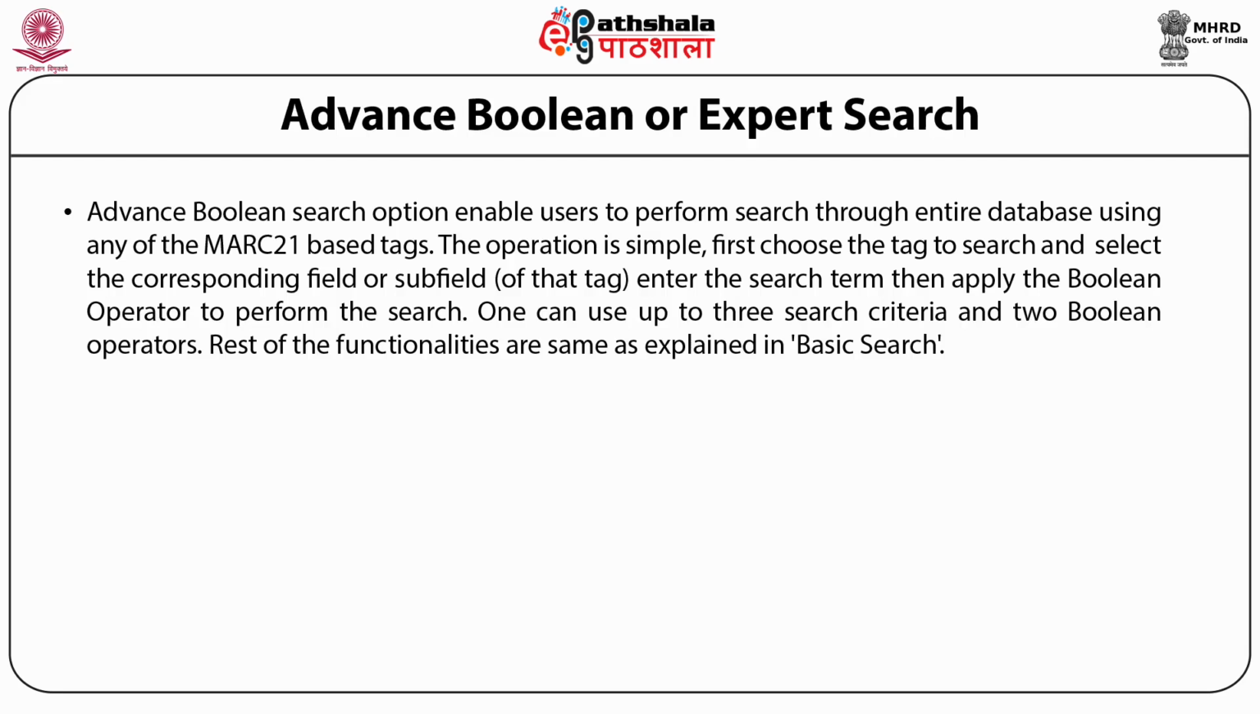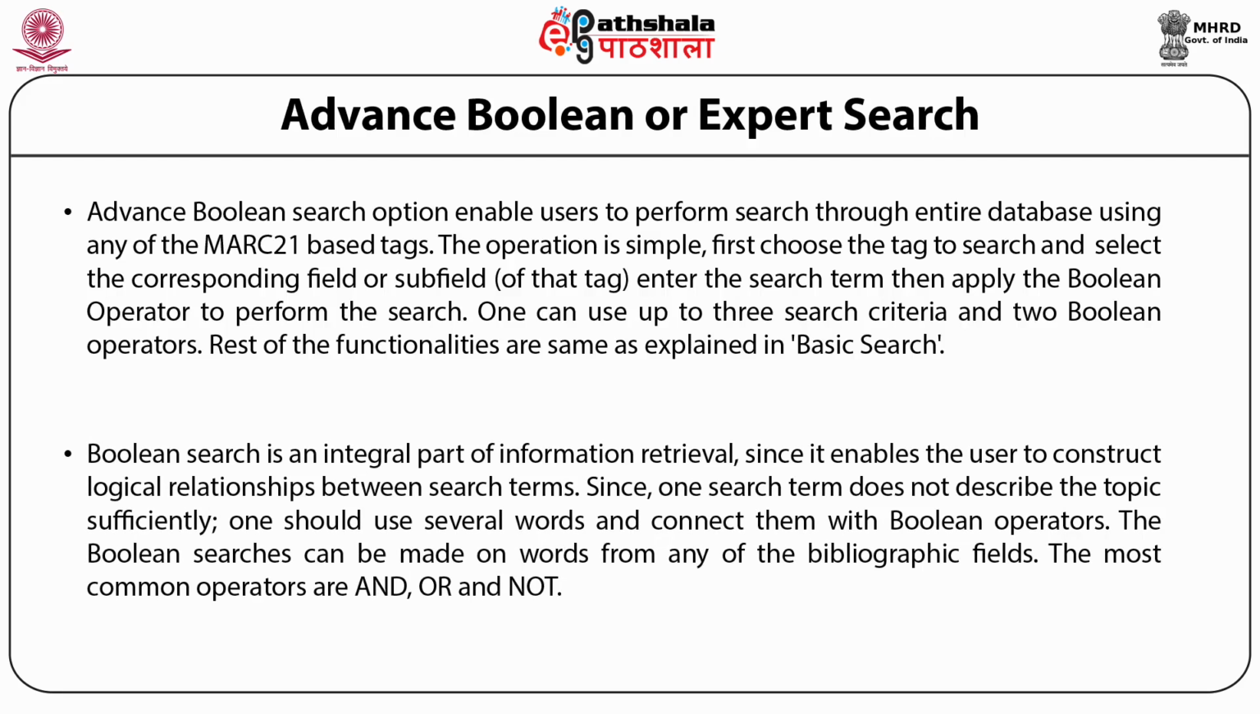One can use up to 3 search criteria and 2 Boolean operators. The rest of the functionalities are the same as explained in basic search. Boolean search is an integral part of information retrieval since it enables the user to construct logical relationships between search terms. Since one search term does not describe the topic sufficiently, one should use several words and connect them with Boolean operators. The Boolean searches can be made on words from any of the bibliographic fields. The most common operators are AND, OR, and NOT.